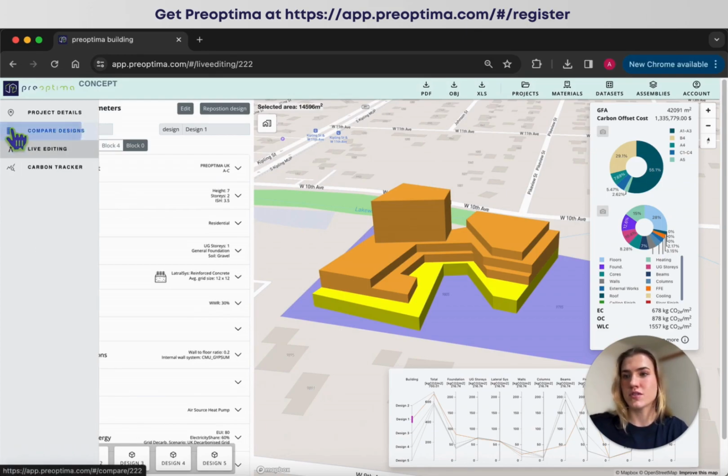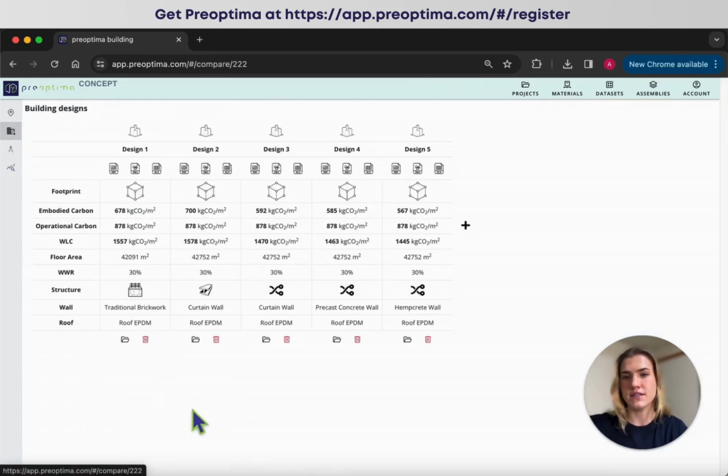So what I'm going to do is I'm going to come into compare designs, and this just provides a snapshot overview of all of my design alternatives. So as I said, design 1 is my baseline as imported. It is a reinforced concrete structural system with a traditional brickwork facade, and that came in at 678 kilograms of CO2 equivalent per meter squared.